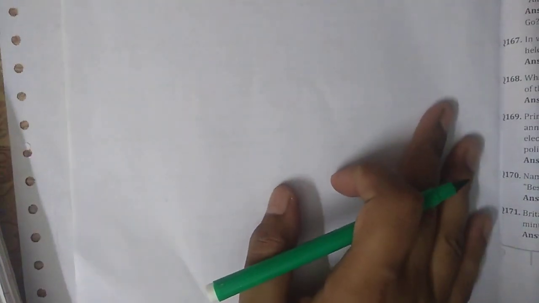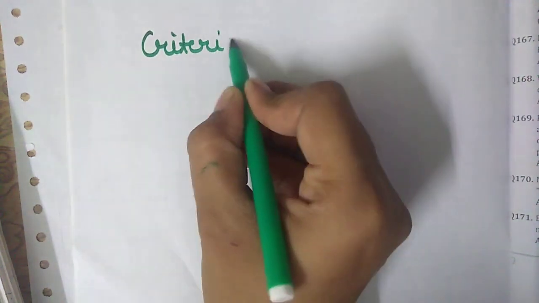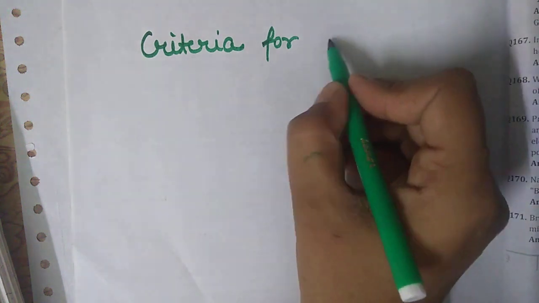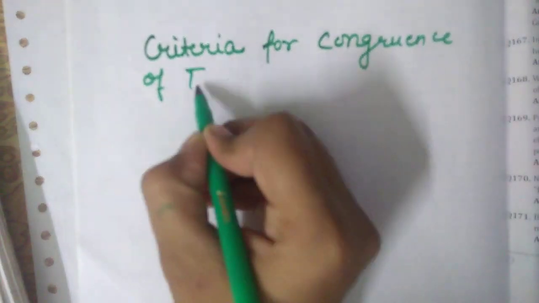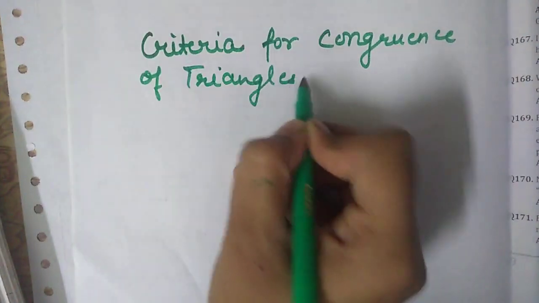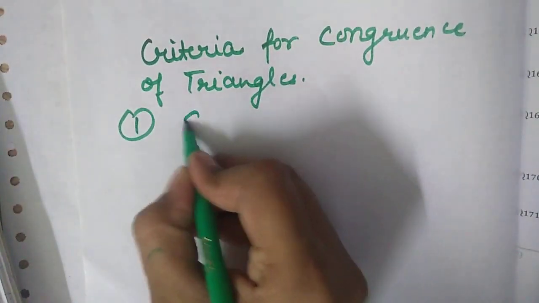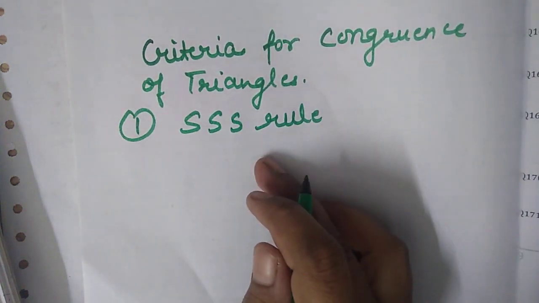So we have 4 rules for finding whether the triangles are congruent or not, and they are known as criteria for congruence of triangles. Okay, they are known as criteria. There are 4 rules, or you can say criteria, for finding the triangles are congruent or not. So criteria for congruence of triangles. Okay, this we will learn. So first rule, or you can say first criteria, that is SSS rule. Okay, SSS congruence rule.